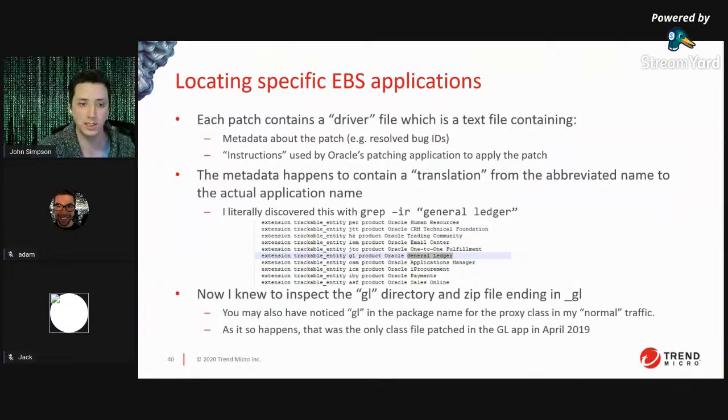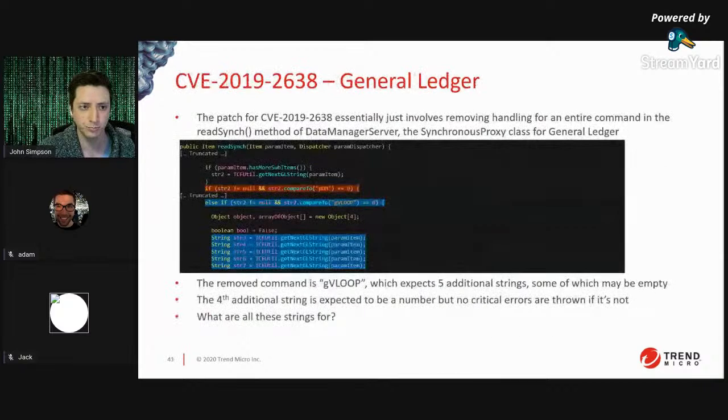And check out the zip file ending in GL. You may have also noticed GL in the package name for the proxy class in the normal traffic that we first looked at. As it so happens, and we love working on patches like this, that data manager server class was the only class file patched in the general ledger application in April 2019, which was what I was looking at the vulnerabilities for, and that's what I was meant to be investigating.